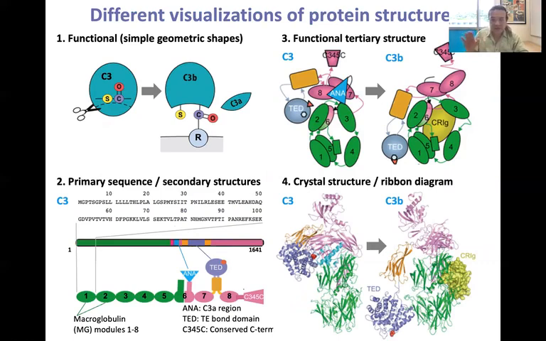These are 4 different ways of thinking about the structure of something like complement C3. The first is the way that the book tends to present it. In the upper left-hand corner here is a very reduced, functional, simple geometric shape representing C3, right? That's the blue oval. And we said that within the structure of this blue oval, there are these side chains of amino acids that present the possibility of forming a thioester bond.